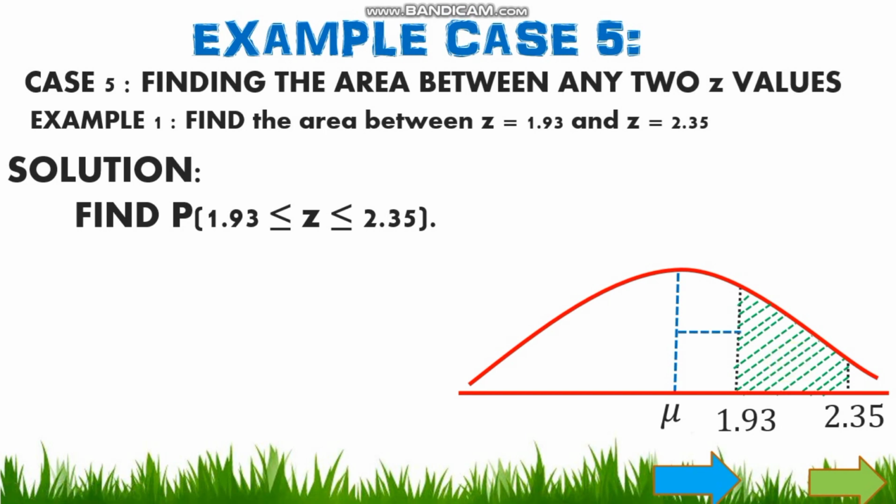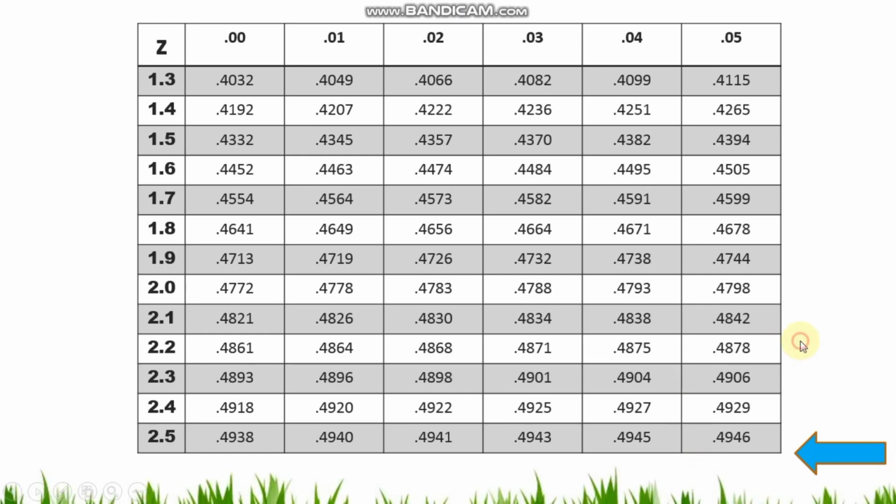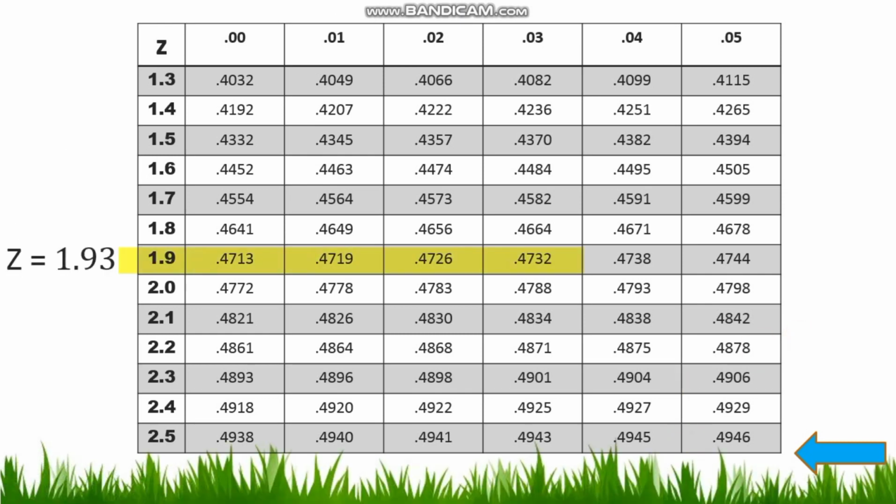Now, to get the area of this, we have to look for the area from the mean to 1.93 and the area from the mean to 2.35. The area from the mean to 1.93 is 0.4732. Let's check if that is correct. 1.93: we have 1.9 plus 0.03. That is 0.4732. And then let's also include 2.35. We have 2.3 plus 0.05, 0.4906. So those are the areas we will use for 1.93 and 2.35.